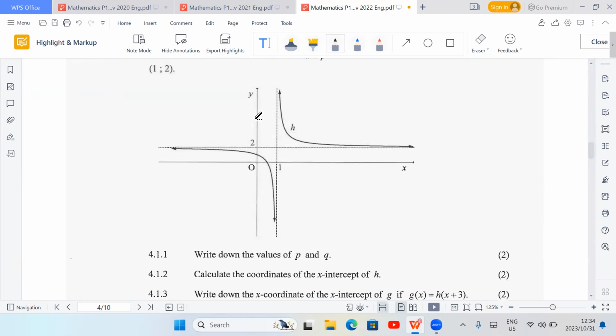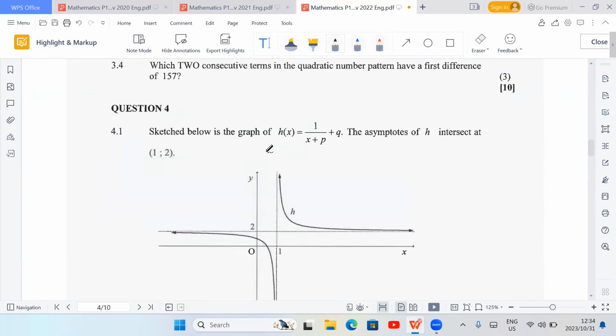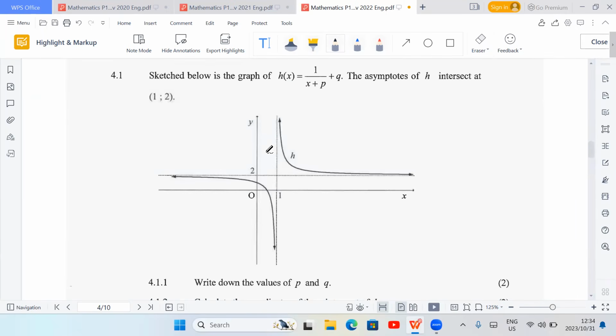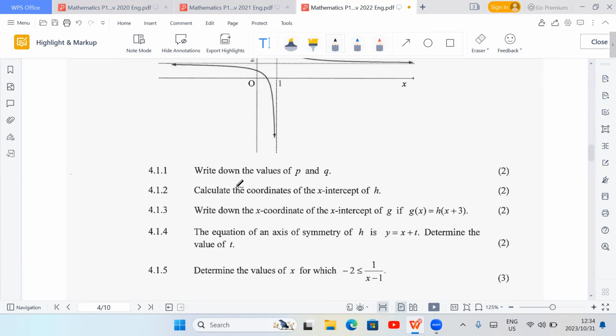Then question 4, we have your hyperbola, which again, no excuse. Determine the values of P and Q. The P and Q that we are talking about here are the asymptotes. And then they want the coordinates of the x-intercept. Write down the x-coordinate of the x-intercept of G. If G is now translated, this translation is 3 units to the left because this is x plus 3. When there's a plus, it's to the left.